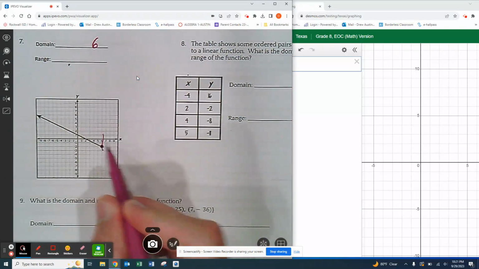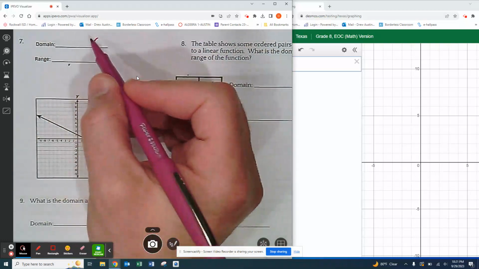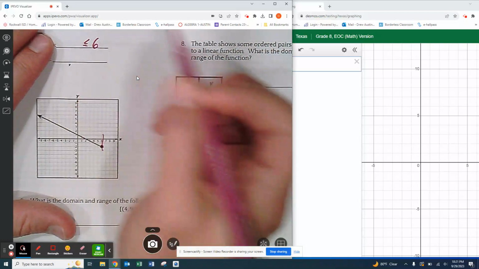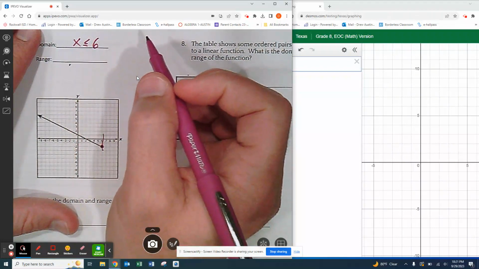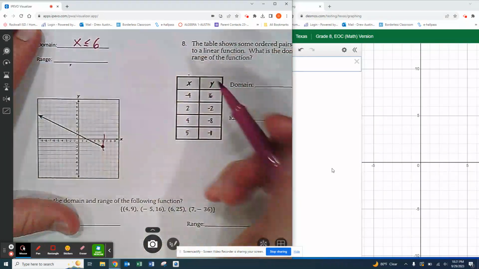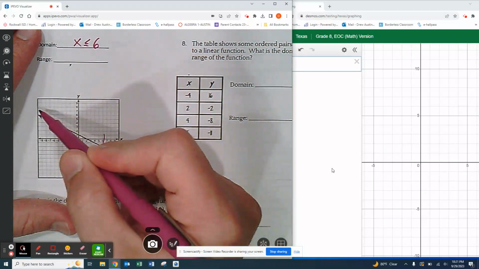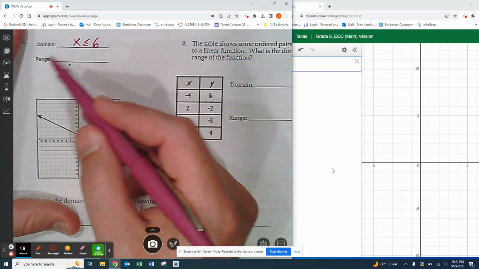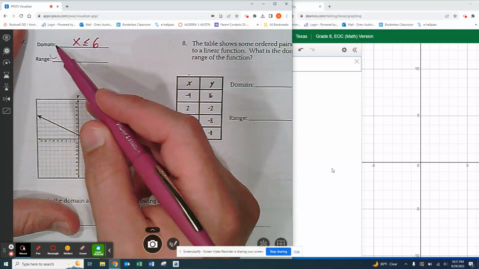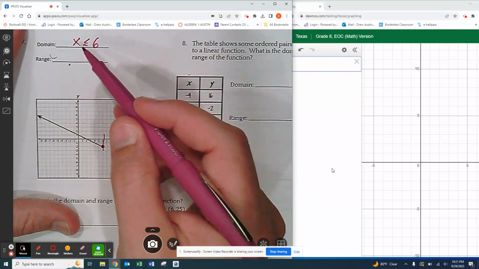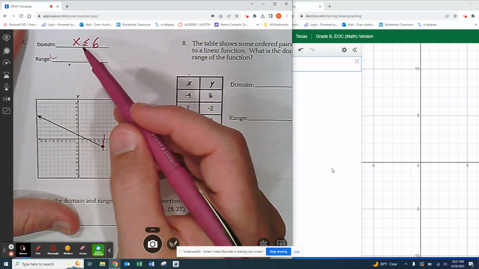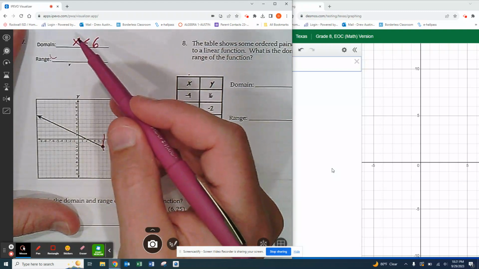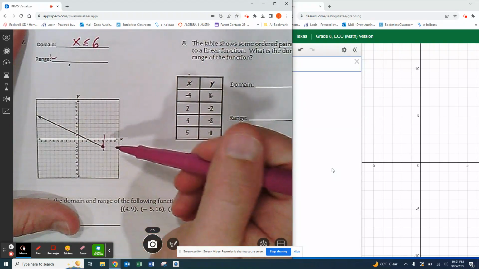This is a closed circle, so I know that it is less than or equal to, and x is going to be less than or equal to. But what I also know is that this just goes out forever. So I have no idea where it's going to end. So I'm going to leave it open because all I'm saying is x is going to be less than or equal to 6. If there is a value less than or equal to 6, then it's going to fall into the domain.